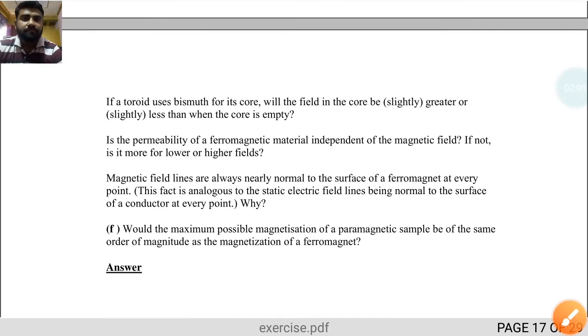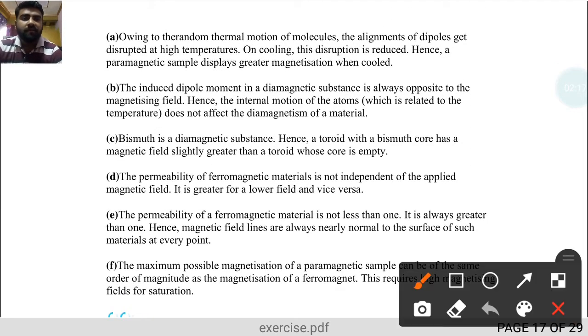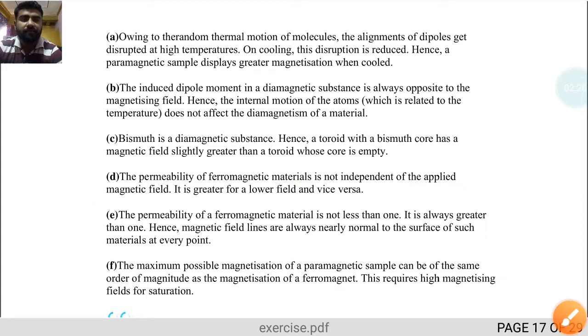Then next, is the permeability of ferromagnetic material independent of magnetic field? If not, is it more for lower or higher fields? So here the permeability of ferromagnetic material is not independent of the applied magnetic field. It is greater for lower field and vice versa.